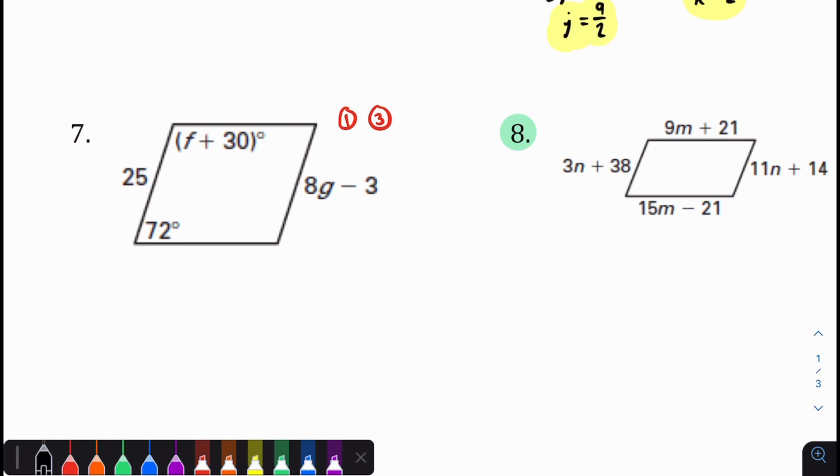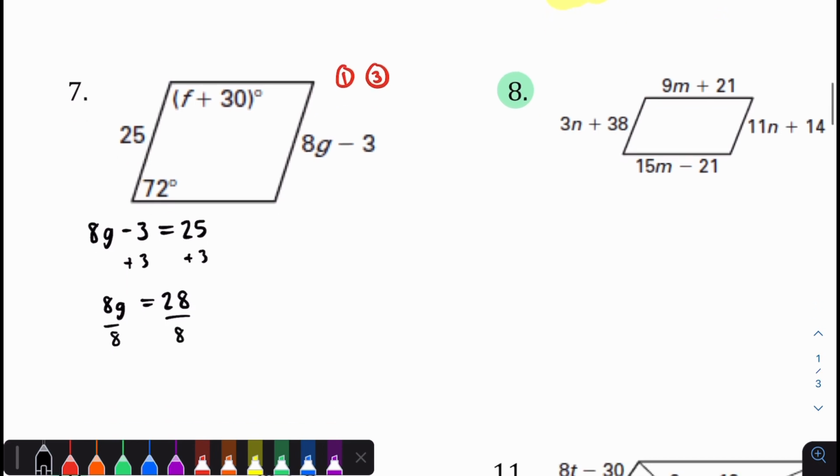So for property 1, we're saying that 8g minus 3 equals 25. I'll add 3 to both sides. And 8g equals 28. I'll divide both sides by 8. And g is going to simplify to 7 over 2.